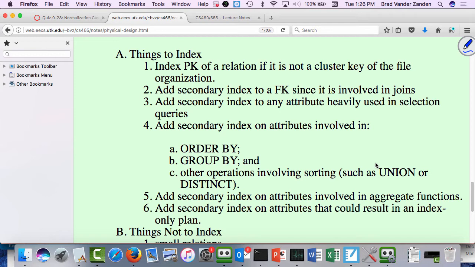So you tend to add secondary indices to any attribute heavily used in selection queries. Well, that can be relative, but you probably would look over time at your logs to figure out what. Initially you take a guess, because initially you don't have any transaction logs to look at, but over time you'll get logs and you can look at what is frequently being queried, and based on that you might choose to add some attributes that are being heavily accessed.